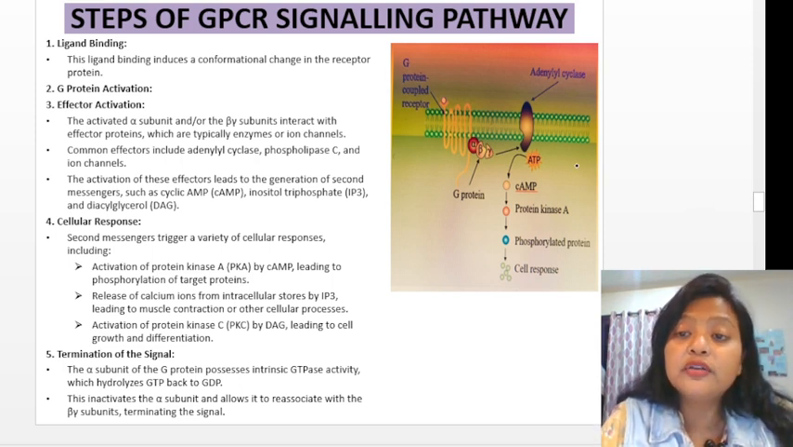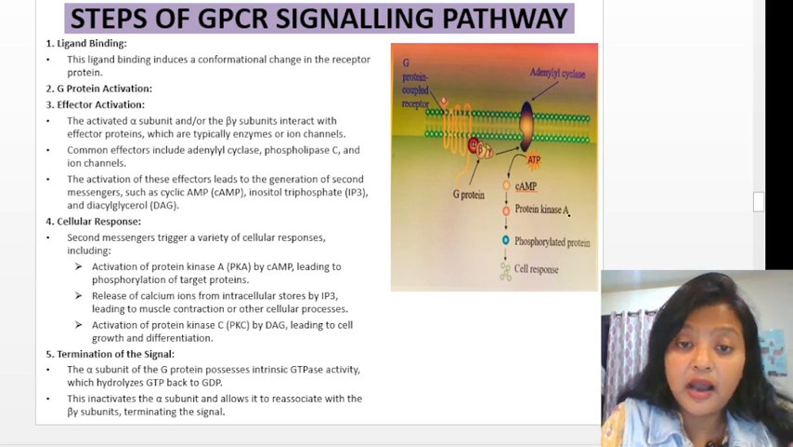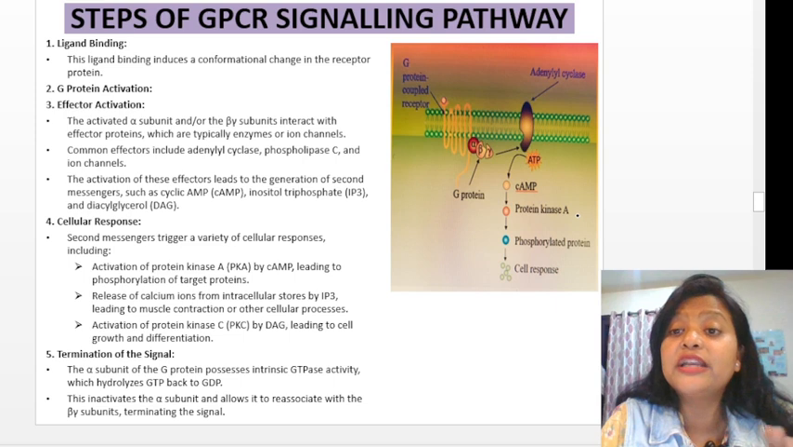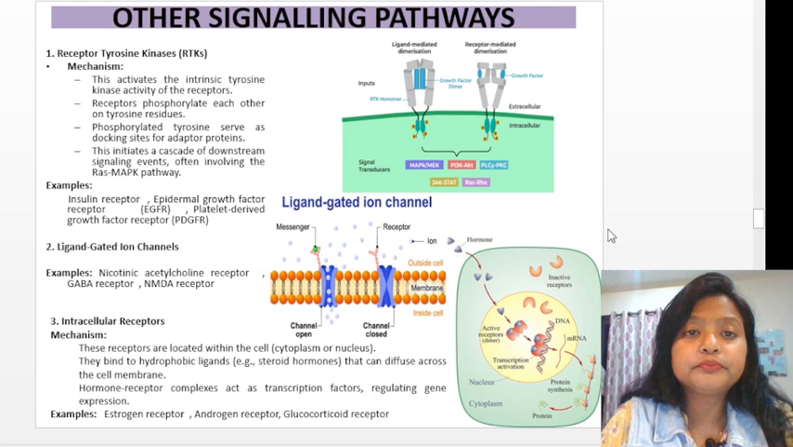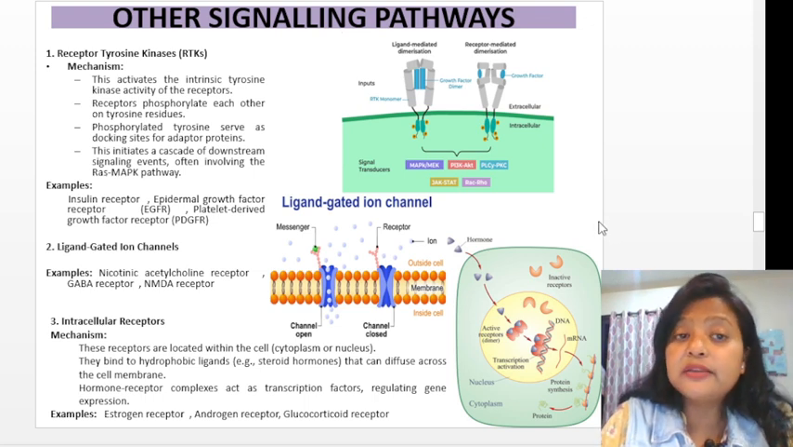Okay, तो याद रखिएगा cAMP अगर हुआ, it will activate the protein kinase A. अगर आपका IP3 हुआ, then IP3 क्या होगा? It will lead to release of calcium ions. अगर DAG हुआ तो क्या करेंगे वो लोग? प्रोटीन काइनेस C, PKC को वो लोग एक्टिवेट करेंगे. Okay, what are the other signaling pathways?